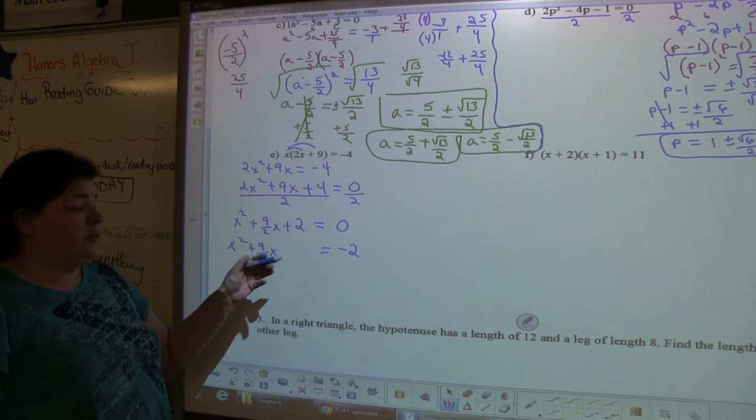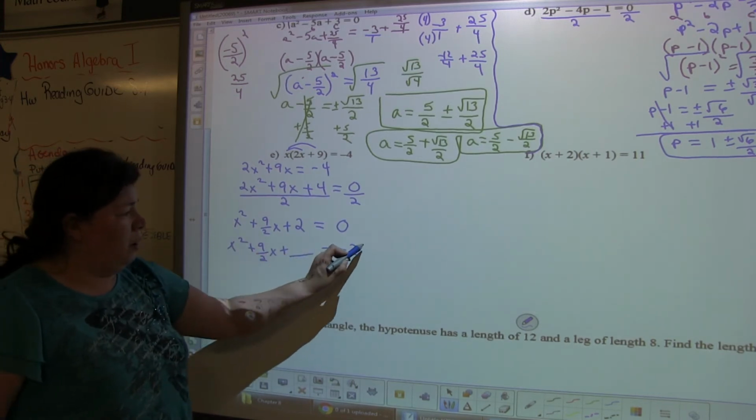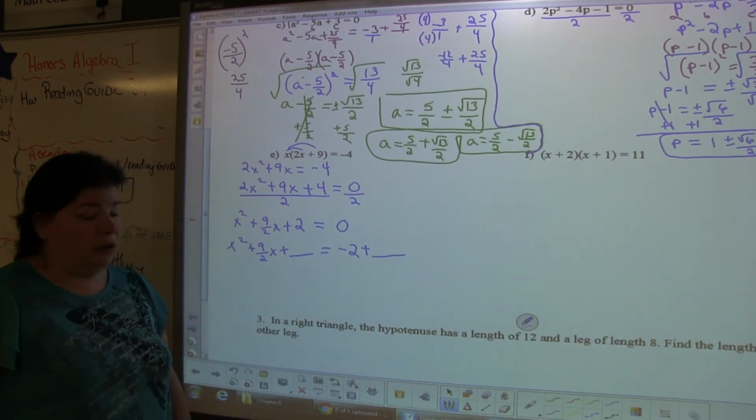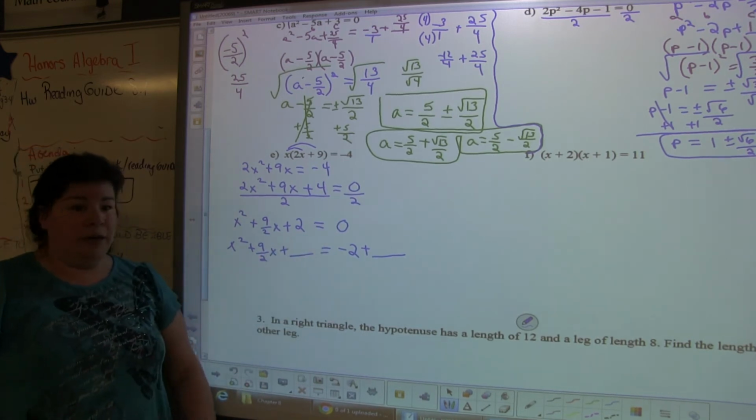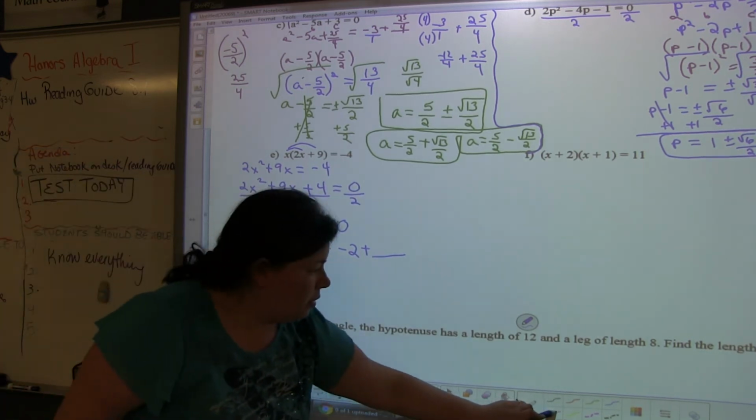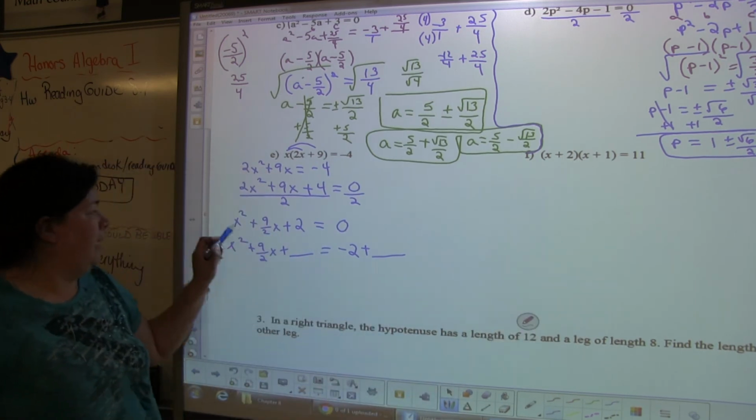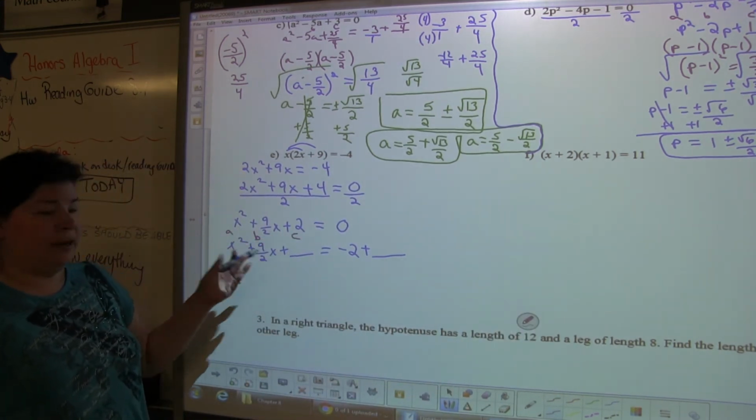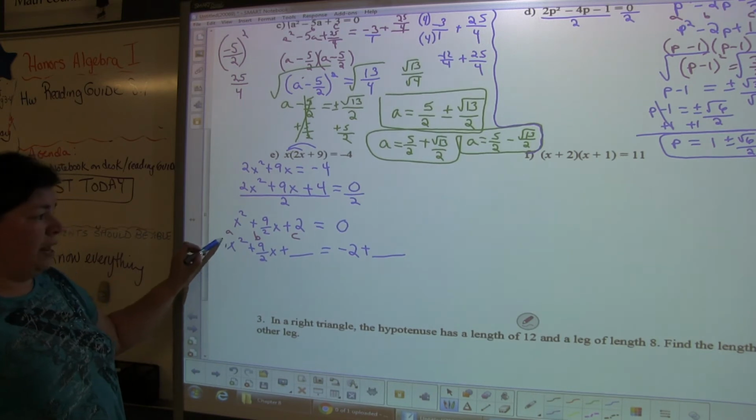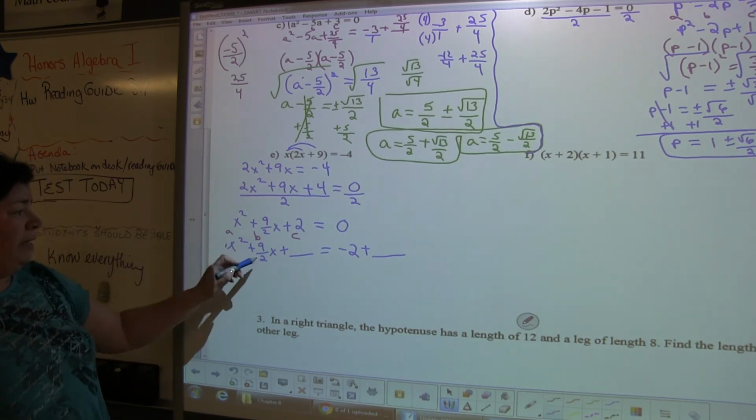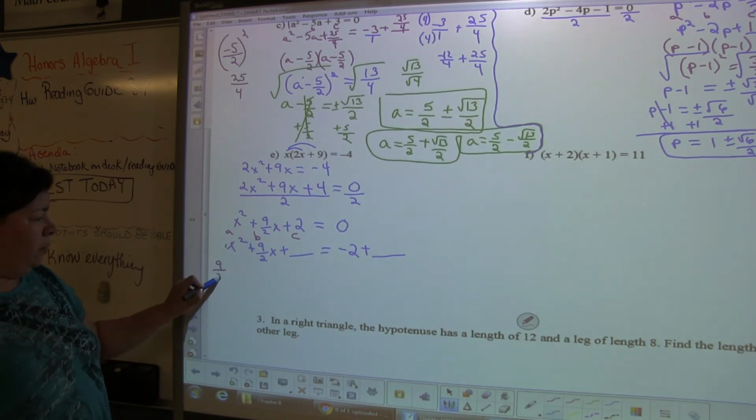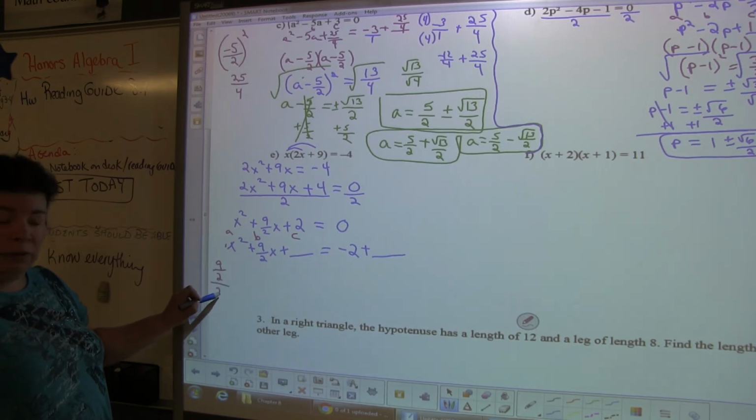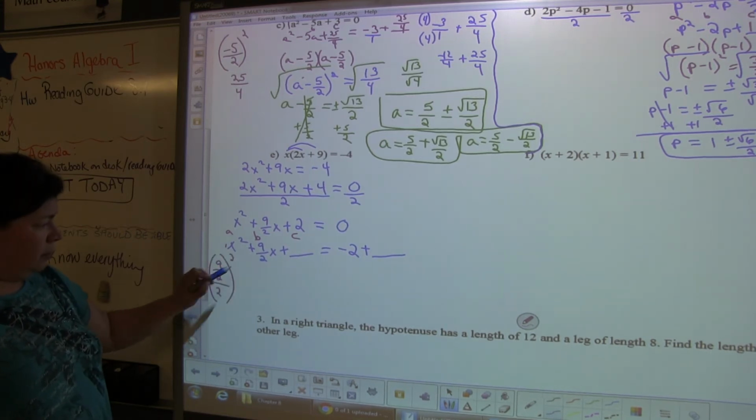And I know I'm going to have to add something here, so what we have to add we'll find out in a little bit. So I'm going to put some blanks there. So this is my a term, this is my b term, and we're trying to find our c term. Remember, our a term is 1 now, which is what we wanted. So we take our b term, divide it by 2, and square that.